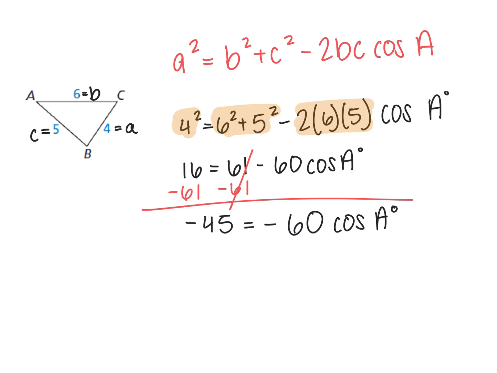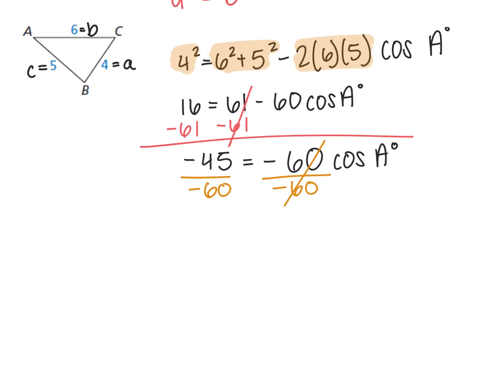So how do I get rid of that negative 60? I have to divide by that negative 60. So divide by negative 60. Now I have the negative 45. Wait, why are we dividing by negative 60? I'm trying to get my angle by itself. Okay, but why can't you just do that? That's what I did. Divide by negative 60.